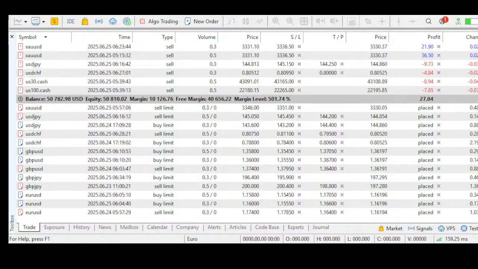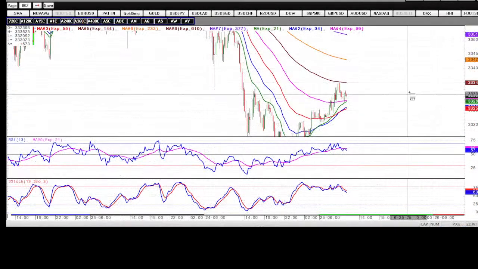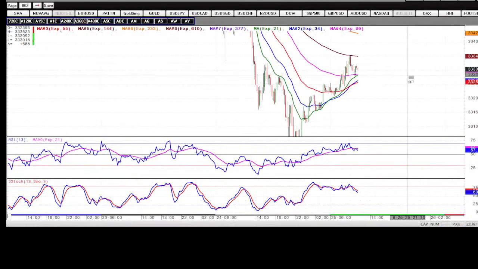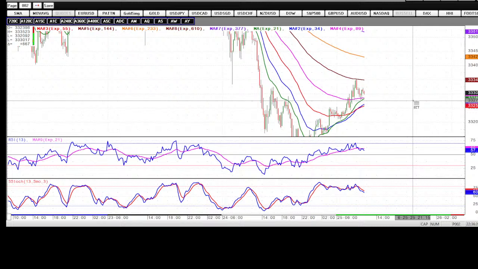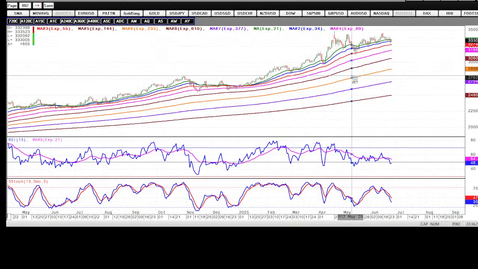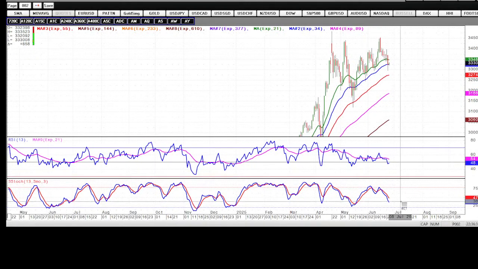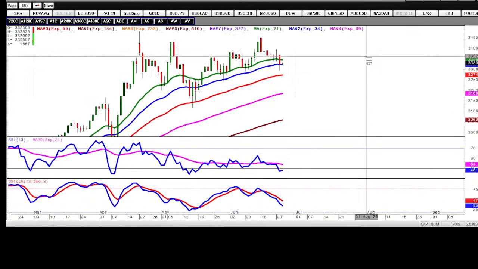Okay, now let's do one final round of checking on the gold before we sign off. Okay, now looking at the gold for today. Let's discuss in detail for those of you who have just joined.